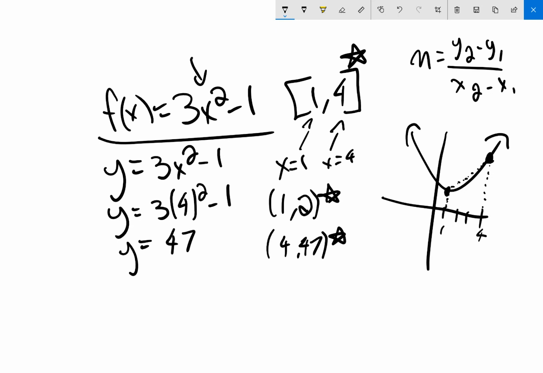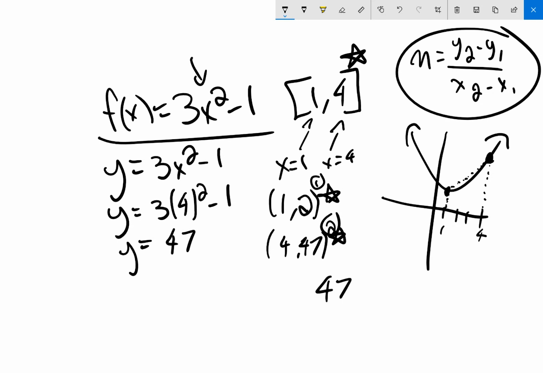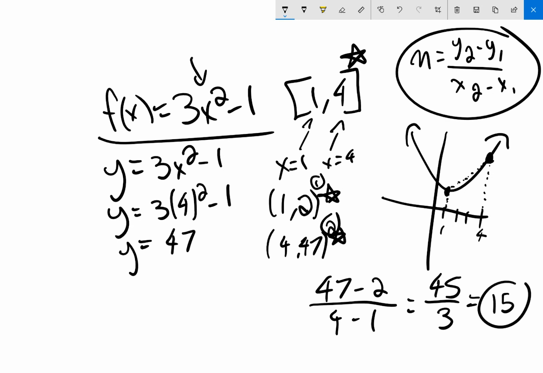Now it's the same as the very first problem I did in this video, which is just find the slope between 2 points using the slope formula. So let's call this point 1 and this point 2. Then I'd be doing the y value, 47 minus 2. The x value is 4 minus 1. So this becomes 45 divided by 3, right? Which is 15. So there's my answer.